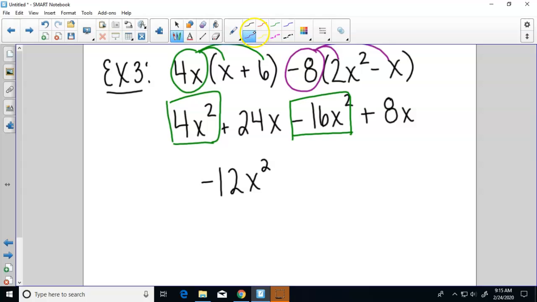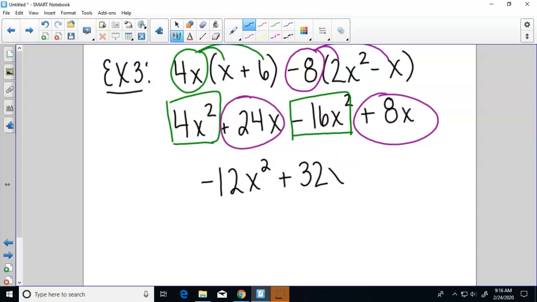And then also we've got a positive 24x and a positive 8x. And if I put those together, I'm going to get a positive 32x. Notice there, I did not change my exponents. When you combine like terms, you're not changing your exponents at all. Okay, questions?